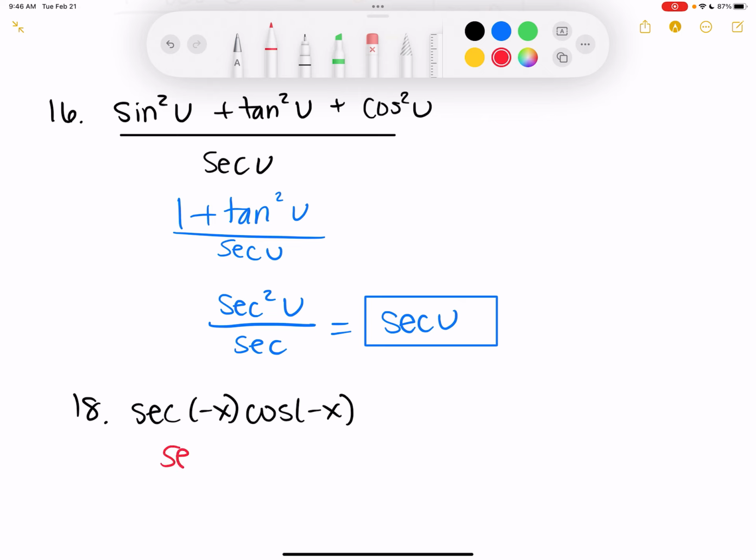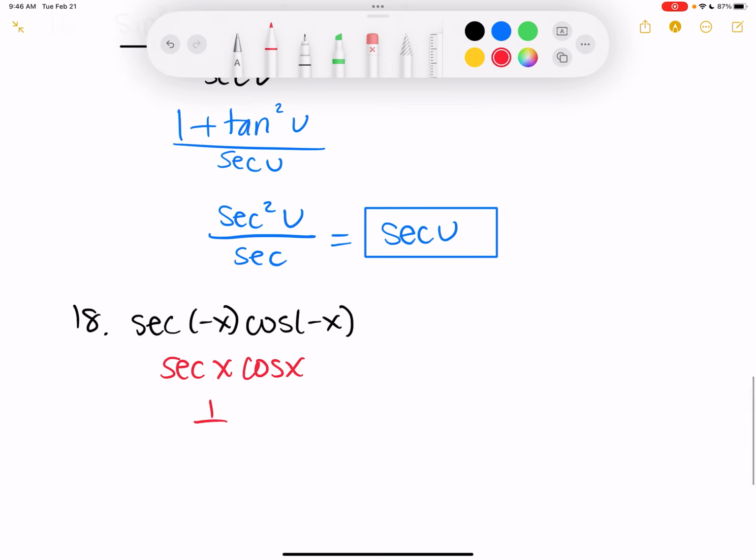Okay, well, we can. Secant of minus x equals secant x. Secant and cosine are both ones that if it's of negative whatever, the negative just goes away completely. So secant of x is 1 over cosine of x, times cosine of x cancels, so it's equal to 1.